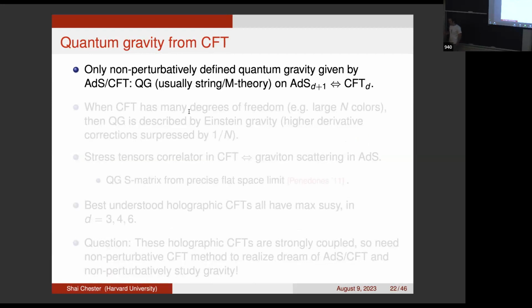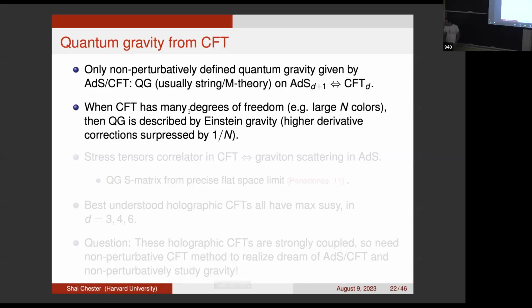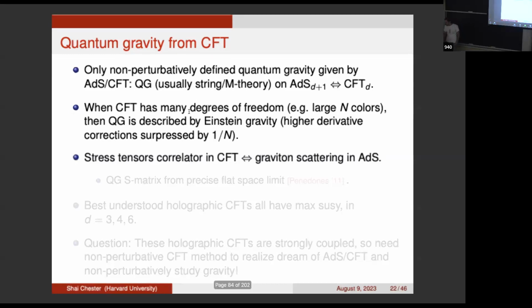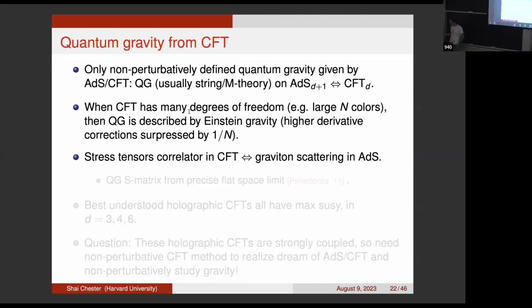So the basis of why conformal bootstrap is relevant to quantum gravity is that the way we define quantum gravity is using AdS/CFT. So you take quantum gravity in anti-de Sitter space with negative spacetime curvature and d+1 dimensions, and this is supposed to be dual to a CFT in one less dimension. And so when the CFT has many degrees of freedom, i.e. when the number of colors is large, then the quantum gravity is supposed to be described by Einstein gravity, where the 1/N expansion gives you the expansion where the coupling in gravity is small. So another aspect of this dictionary is that the correlators of the stress tensor operator in the CFT are dual to graviton scattering in AdS.